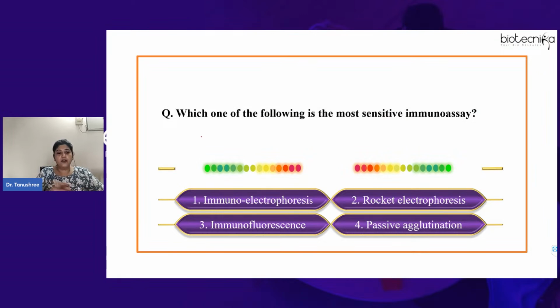So let's start with the question, which is, you can say, a Part B question, the type of question which you get in CSIR NET exam. So go through the question on your screen and you can answer me.